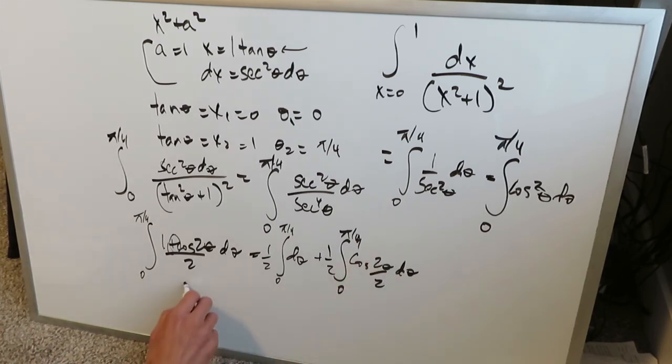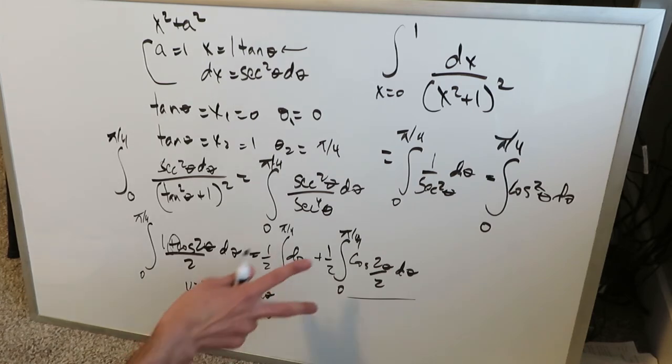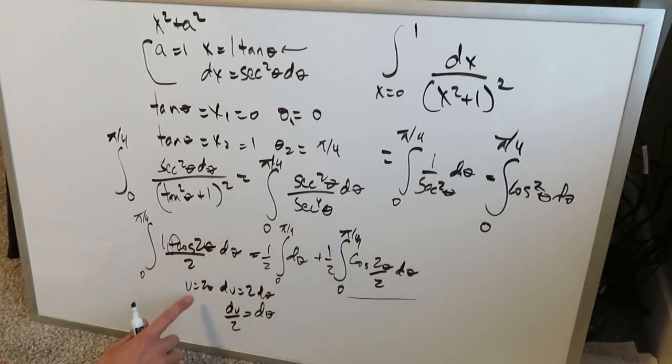Now let's do some substitutions. u is equal to 2 theta, du is equal to 2 d theta, and d theta is equal to du over 2. We're looking at this right over here. It will change our interval values also. You're going to multiply everything by this 2 theta. Here's theta 1, here's theta 2. u1 becomes 2 times 0, which is 0. u2 becomes 2 times pi over 4, which is pi over 2.